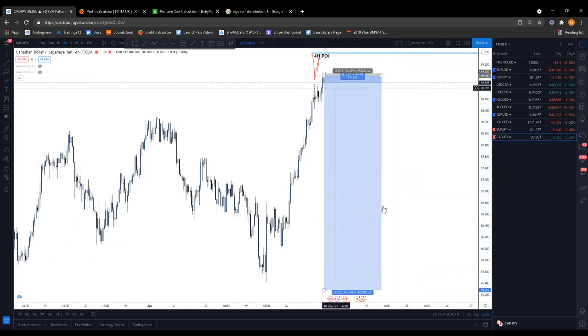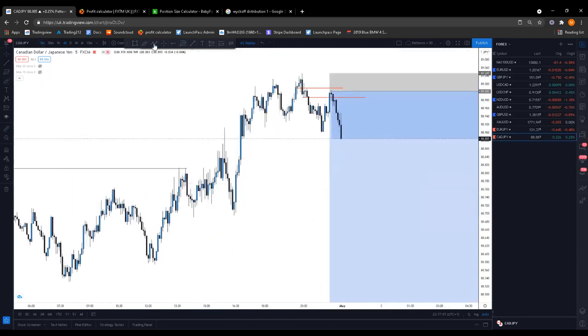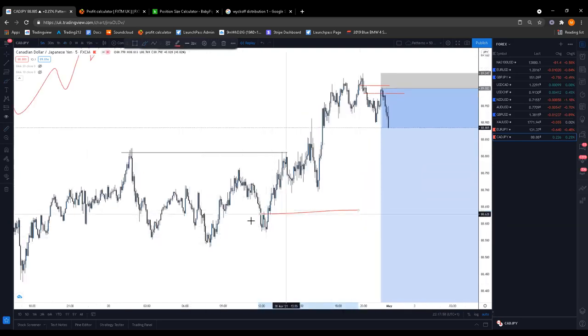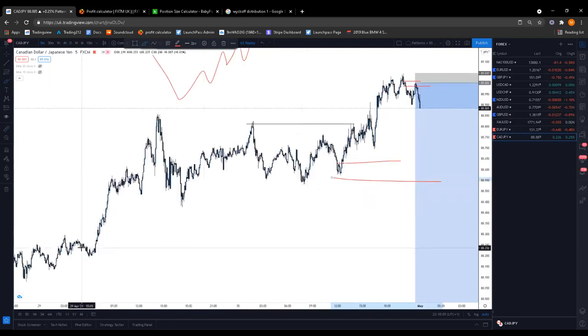That would be your final take profits. Where could you take profits if you're looking to scalp? I'd say here looks like a nice POI that the market could react to. Where else? Here looks like another POI that the market could react to nicely here as well.